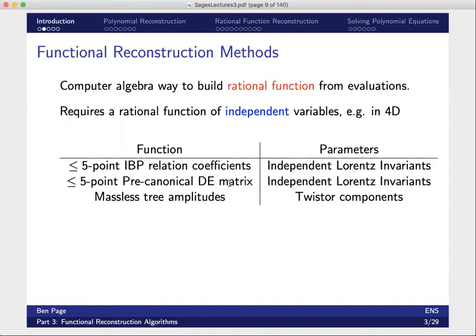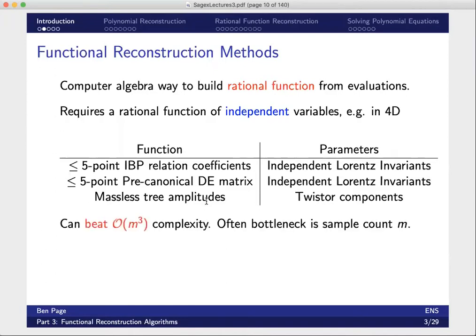Now, if we want to think more generally in terms of amplitudes, then as was mentioned at the beginning of the second lecture, if we're dealing with twistor variables, then these things we can just randomly generate in principle. So there's no constraint there. And so that would also be amenable to this kind of technology. So why would we want to use it?